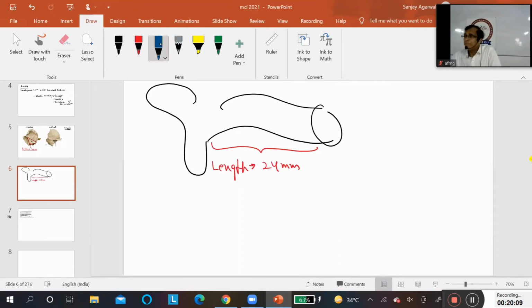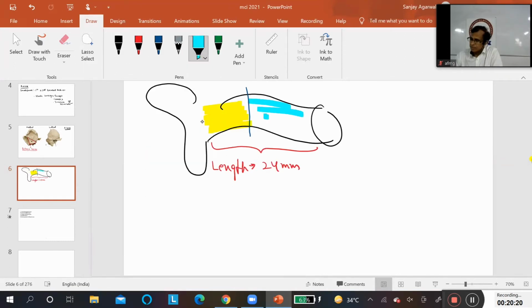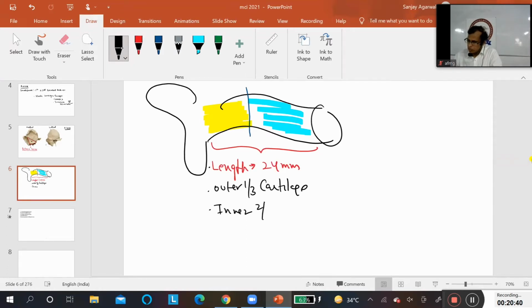Point number 2, what is it made up of? You know this. Remember, if I divide it here, this part is cartilage. Remember, this is a cartilage part, and this part is bony part. Do we know this? So the outer is cartilage or bony? Outer is cartilage, isn't it? Outer 1/3 is cartilage, and inner 2/3 is bony.